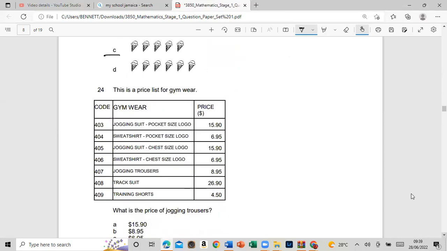This is the price list of a gym wear. All right. And it says, what is the price of a jogging trousers? Now, I need to go jogging. So that's 8.9. So that is B.